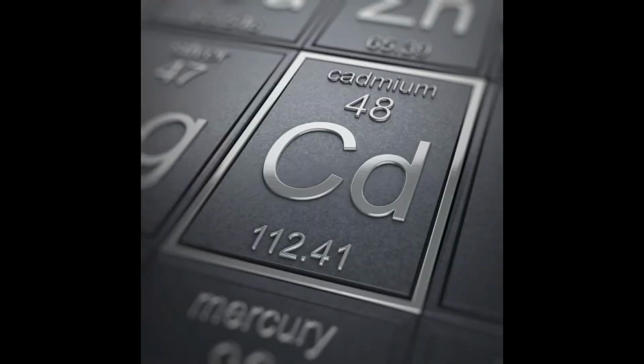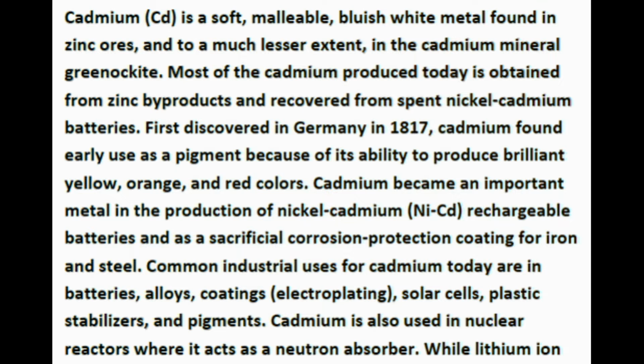The very next chemical that you didn't want training on is cadmium. Cadmium is a soft, malleable, bluish-white metal found in zinc ores and to a much lesser extent in the cadmium mineral greenockite. Most of the cadmium produced today is obtained from zinc byproducts and recovered from spent nickel-cadmium batteries. That's right, nickel-cadmium batteries. First discovered in Germany in 1817, cadmium found early use as a pigment because of its ability to produce brilliant yellow, orange, and red colors.